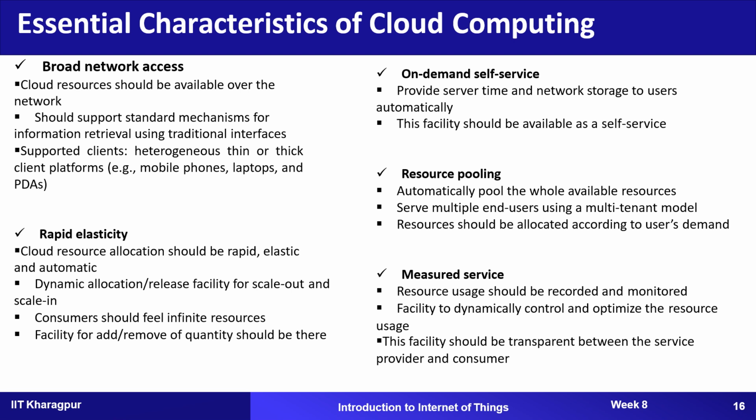Then next is rapid elasticity. Cloud resource allocation should be rapid, elastic and automatic. Then a dynamic allocation and release facility for scale out and scale in should be there. So depending upon the need of the user, in cloud computing you can either increase the number of resources which you require, or if the demand is less, you can decrease the resources. So there is automatic scale out and scale in of resources in cloud computing.